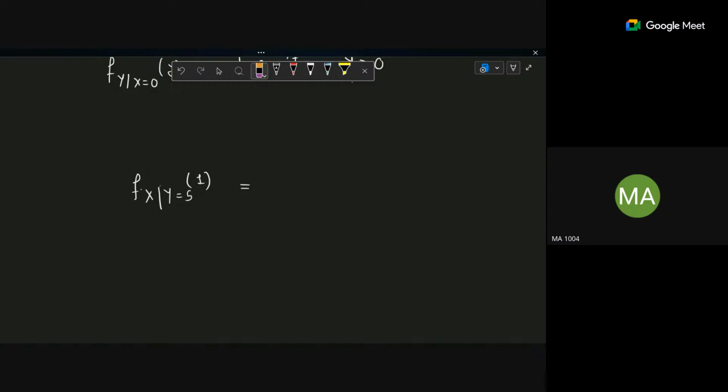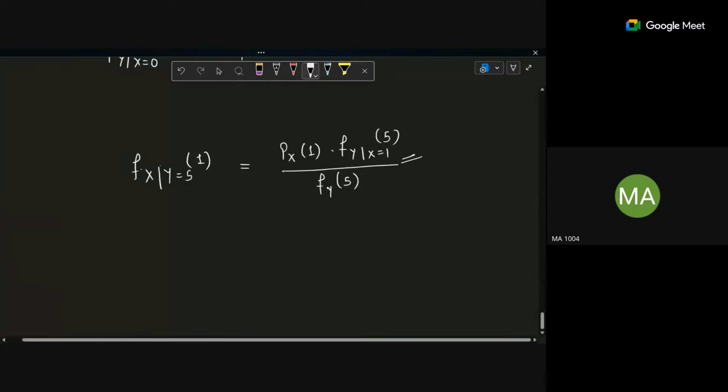X is our discrete random variable. So we will say P_X of 1 into the conditional f_Y given that X is taking value 1, of 5, divided by f_Y at 5. Do we have this information? Y given X is equal to 1, and P_X of 1, yes, we have.